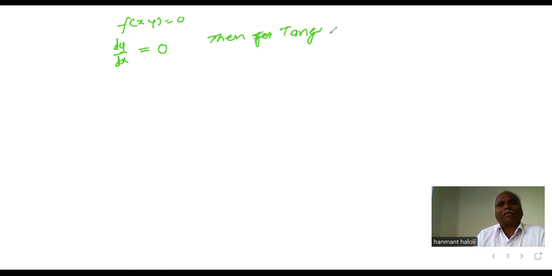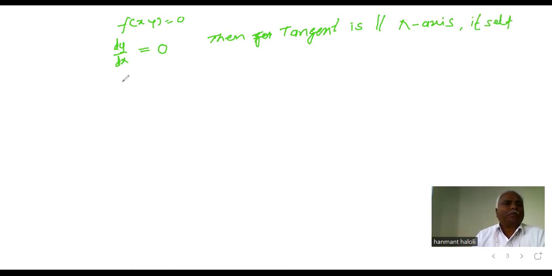For any equation, first find out dy by dx. This is nothing but the tangent. Now, whether the tangent is parallel to the x-axis or y-axis: if dy by dx equals 0 at any point, then you say that the tangent is parallel to the x-axis or is the x-axis itself.